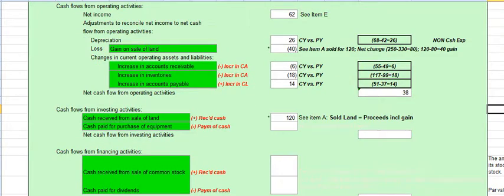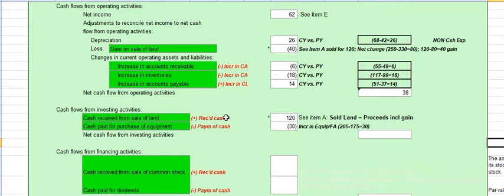So if we finish the rest of the cash flow statement, item B tells us that we paid cash for purchase of equipment. If we look at our equipment account, for our prior year we have $175. For current year, we have $205. So that is an increase of $30. If you look at that information, you should be able to say that we purchased equipment. We're in the investing section, so we paid for a purchase of equipment.